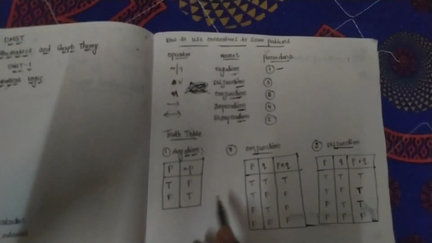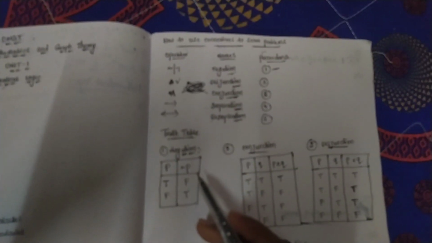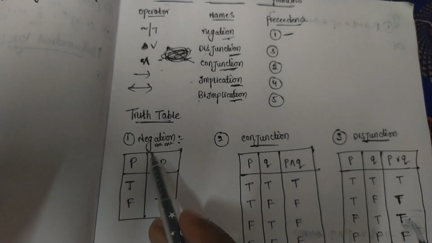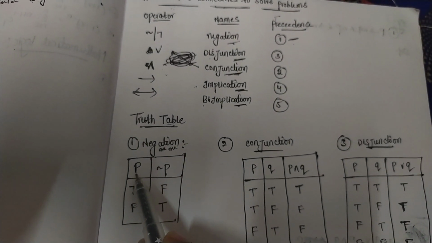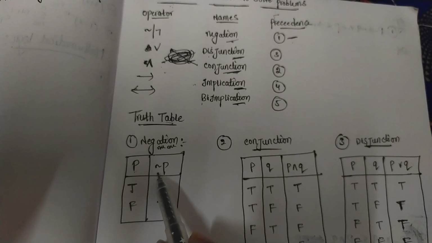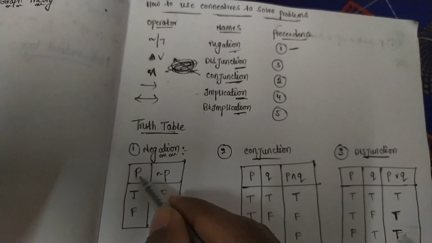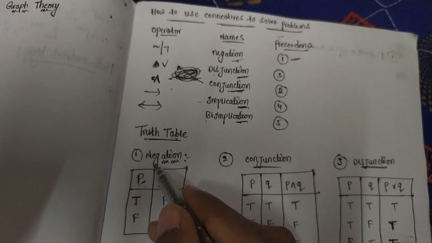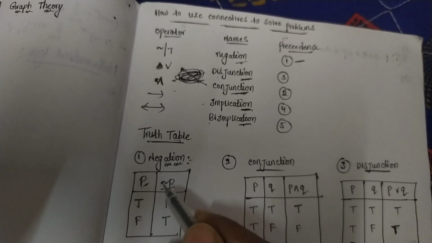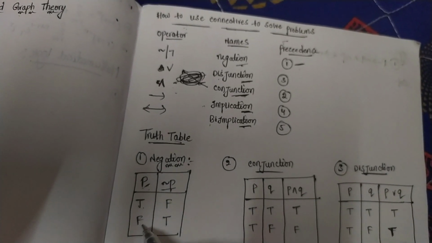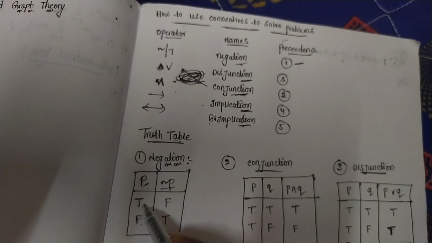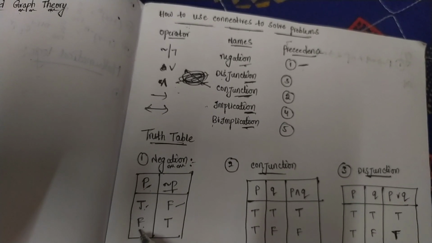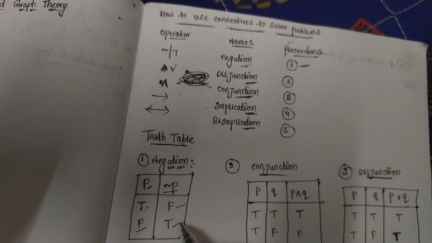So here are the truth tables for the connectives. Here the negation truth table is for P. If the P statement is given, applying negation gives this truth table. If we take the P statement as true, its negation is going to be false. If the P statement is taken as false, its negation is true.